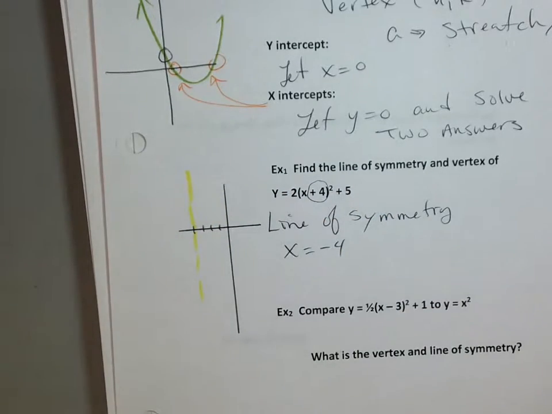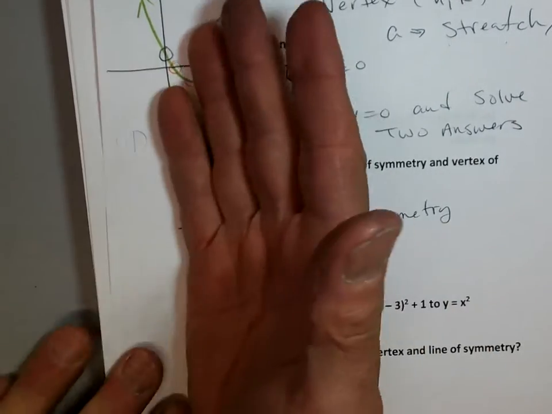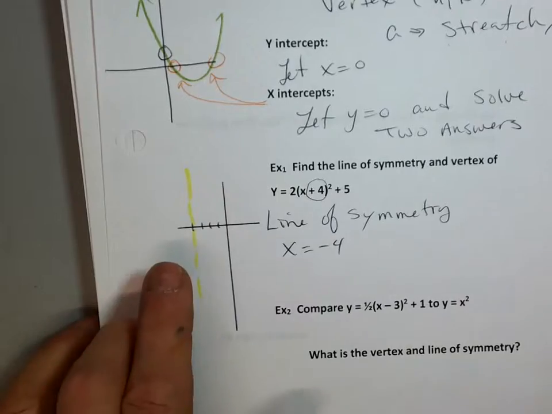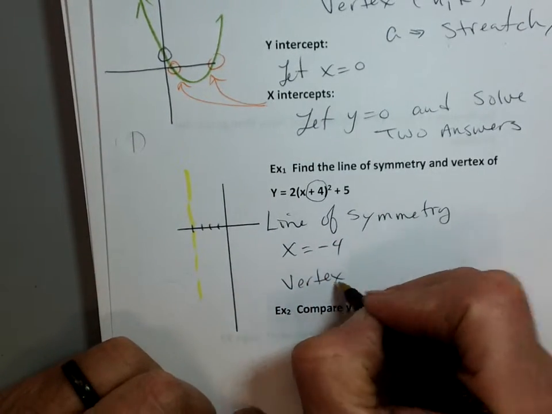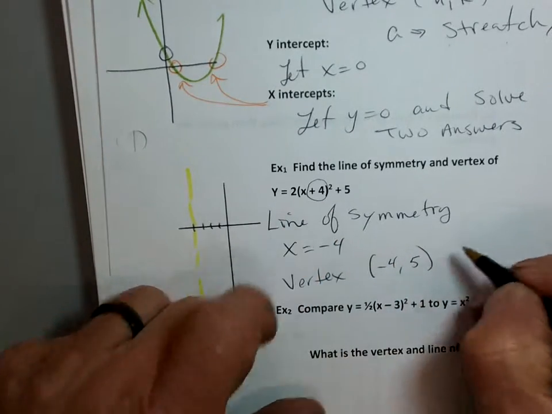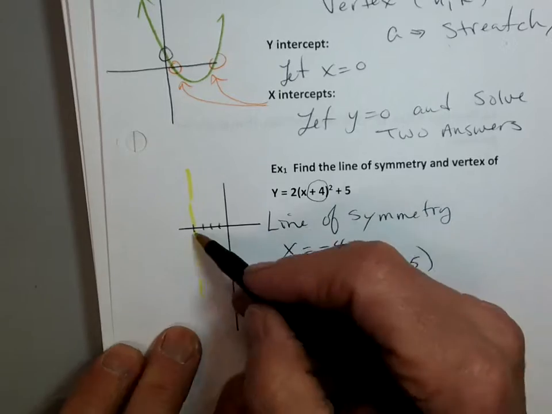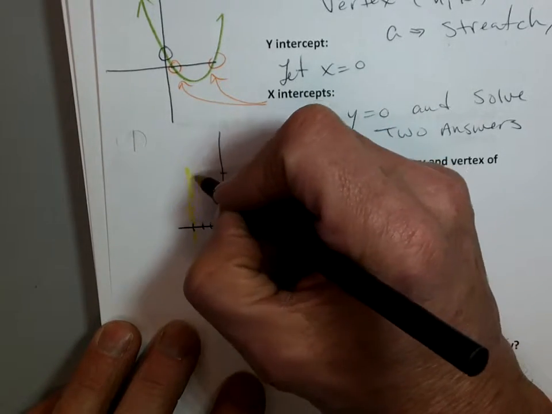Now, on that line of symmetry has to be the vertex. It's got to be, right? I mean, if it's the folding line, then the vertex is on it. So how do we get the vertex? Well, the vertex is simply going to be at (negative 4, 5), okay? So negative 4, 5 is, let's see, 1, 2, 3, 4, 5. It's right there, okay?